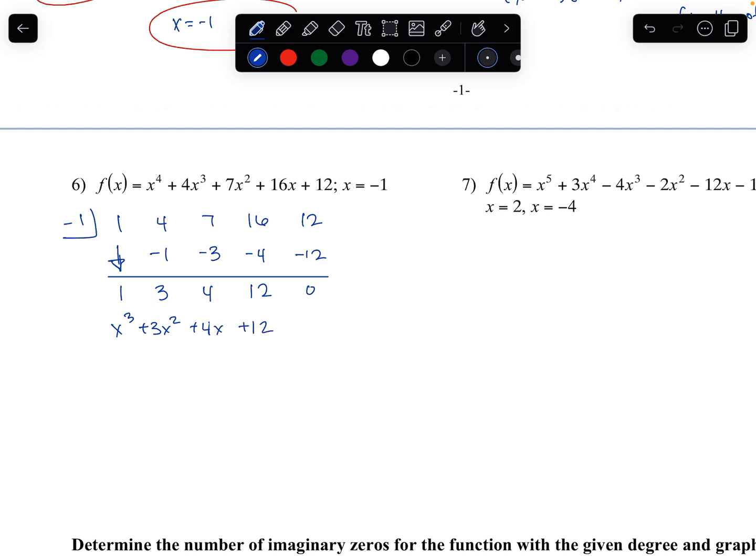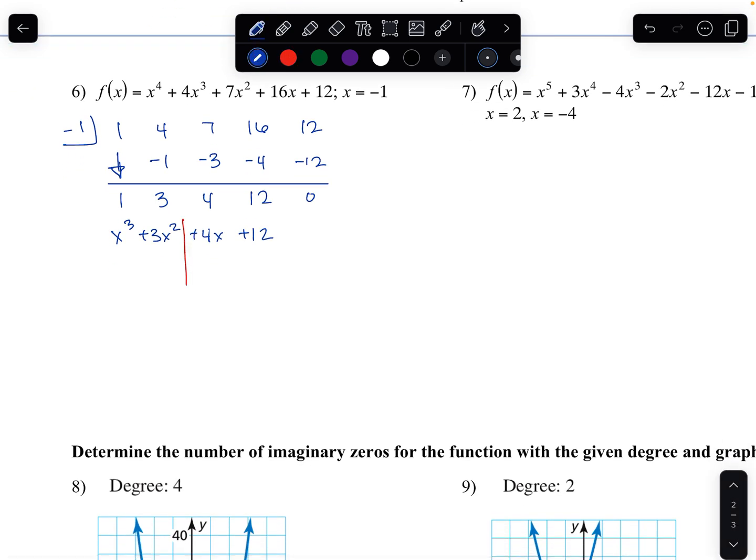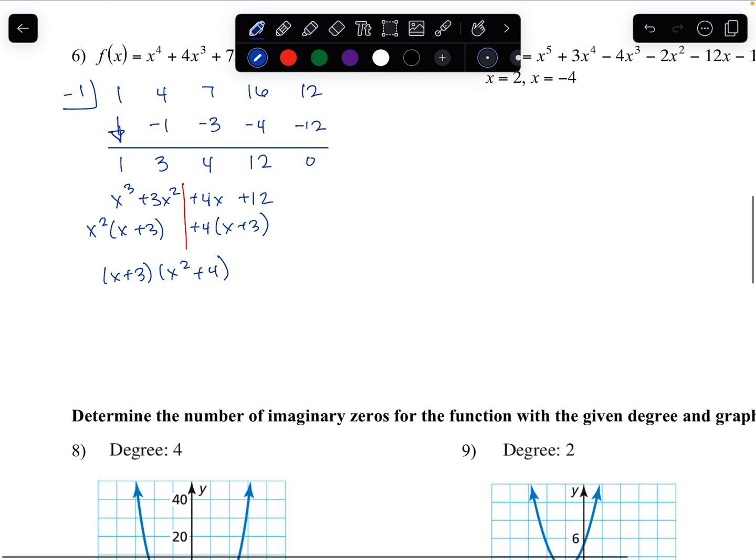I think I can do factor by grouping here. It looks like I can. I can take out x squared, and I'm going to get x plus 3. I'm going to take out 4, and I'll get x plus 3. So I'm going to have x squared. I'll put this underneath. So I'm going to have x plus 3, and then I'm going to have x squared plus 4. Perfect.